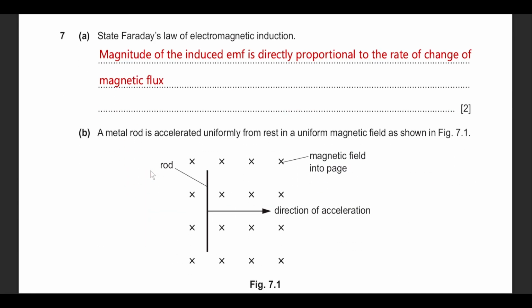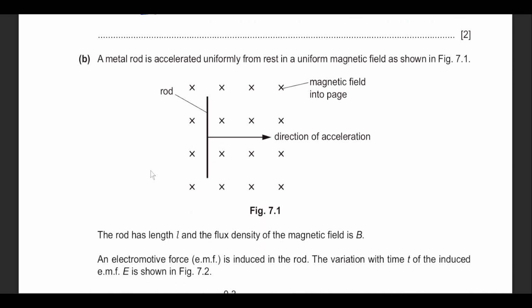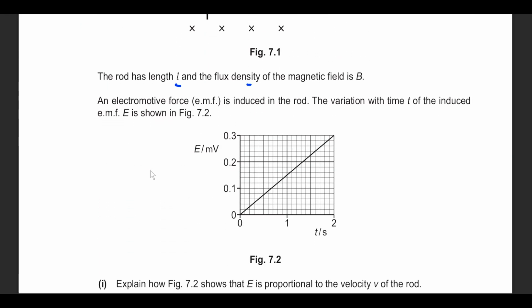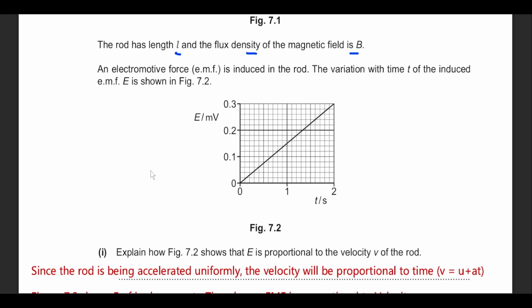Question 7. State Faraday's law of electromagnetic induction. The magnitude of the induced EMF is directly proportional to the rate of change of magnetic flux or flux linkage. Again, a definition from GCSE O levels. A metal rod is uniformly accelerated. This information will be important later. Keep that in mind. In the magnetic field like this, the rod has a length L, the flux density is B.